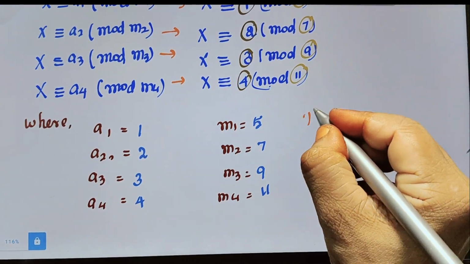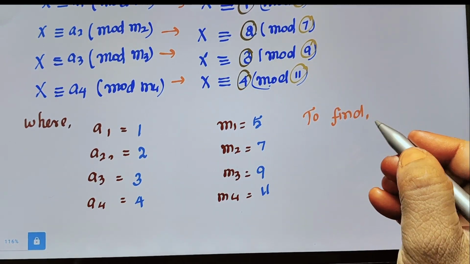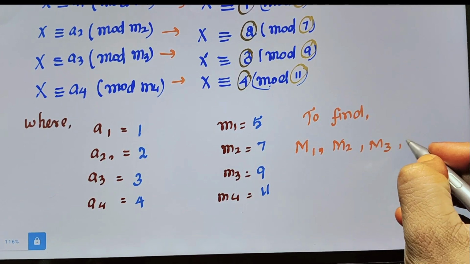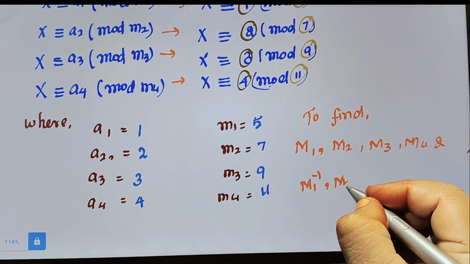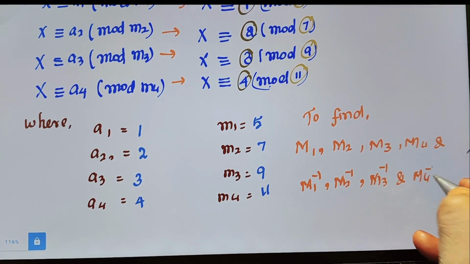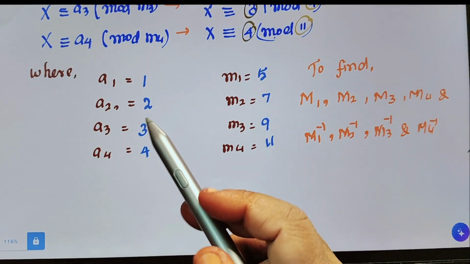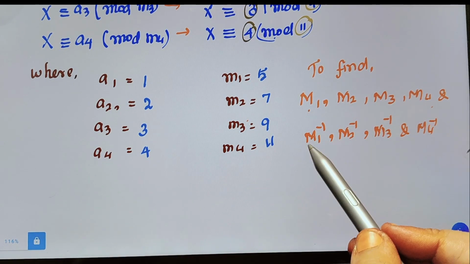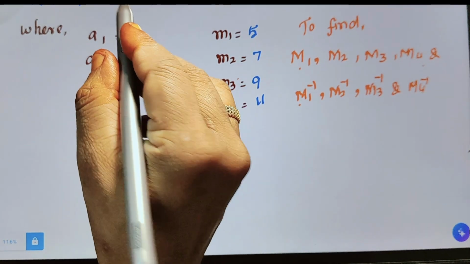Our aim is to find the values of capital M1, M2, M3, M4 and M1 inverse, M2 inverse, M3 inverse and M4 inverse. Only then can we find the value of x, because for x we need all the terms: a1, a2, a3, a4, m1 to m4, capital M1 to M4 as well as M1 inverse to M4 inverse. Let me solve one by one. First, write step 1.